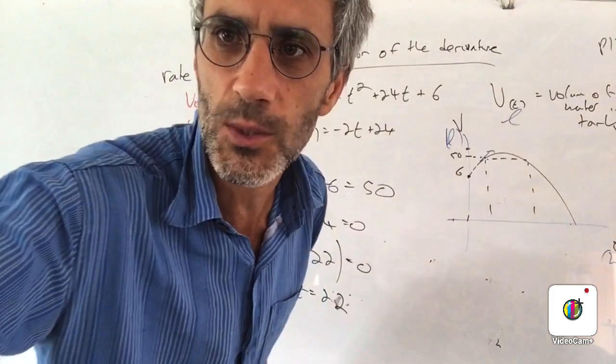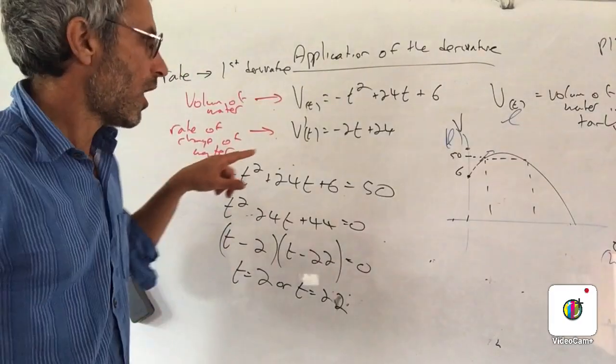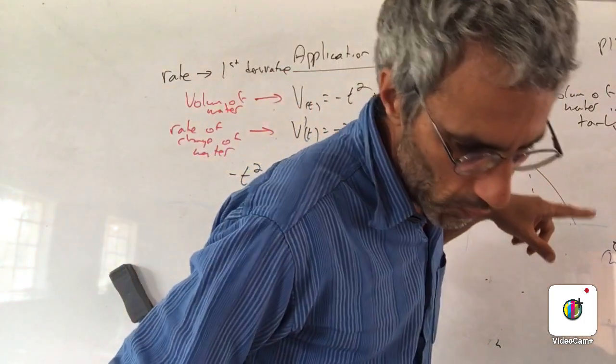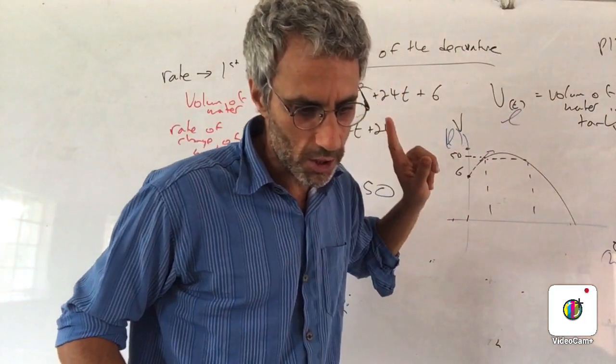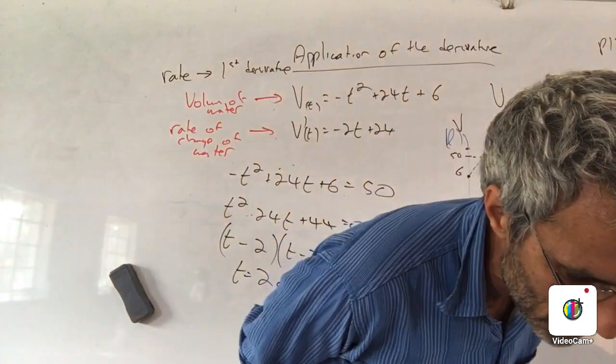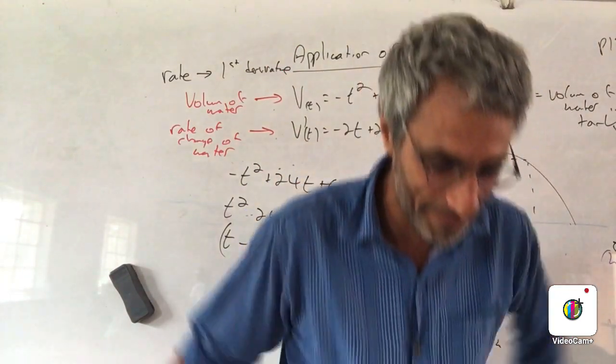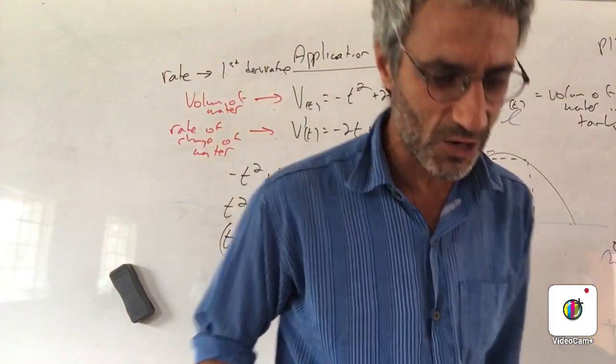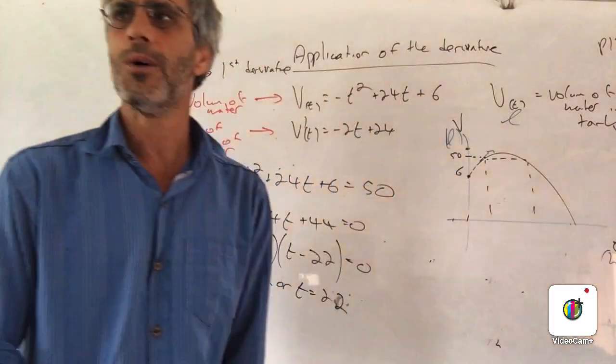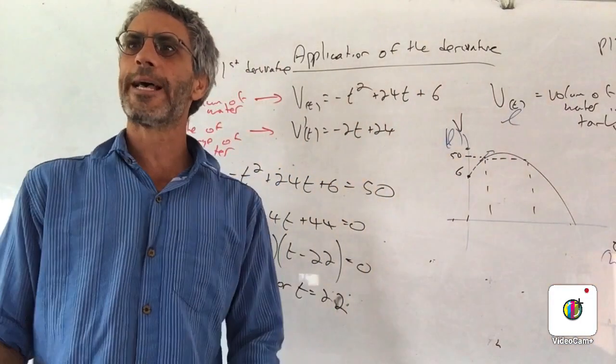Okay, let's see what's the next question. So now they're asking, I'll read it exactly: after how many hours will the volume of water decrease, I'm emphasizing decrease, at a rate of 12 liters per hour. Okay, what do I substitute and where?